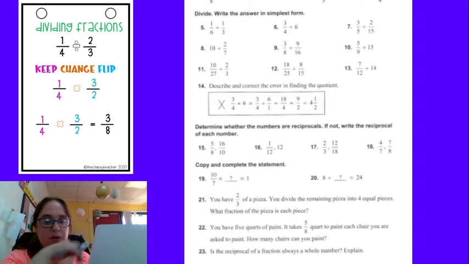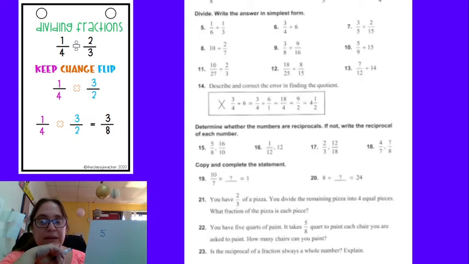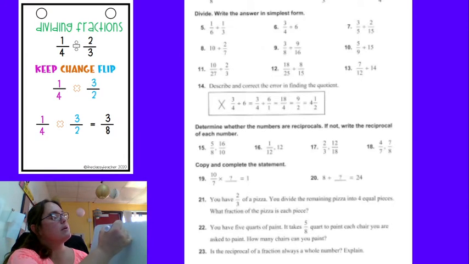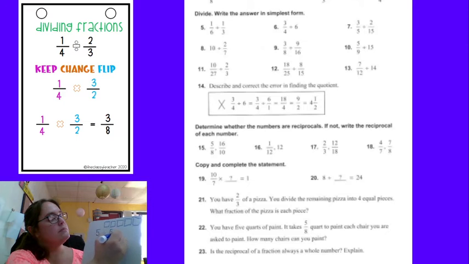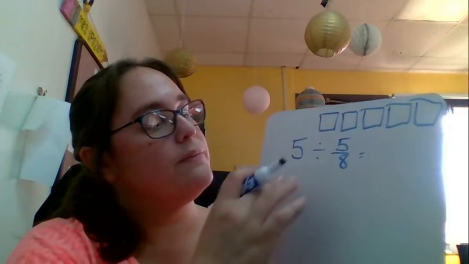You have 5 quarts of paint. It takes 5/8 quarts of paint for each chair you're asked to paint. So how many chairs can you paint? So if you think about it, here's your paint, and you're slowly dividing out 5/8 of it each time. And so they're trying to figure out how many chairs can you get covered. So, oh, I moved off the screen.